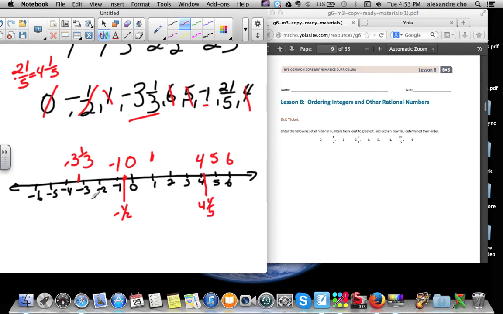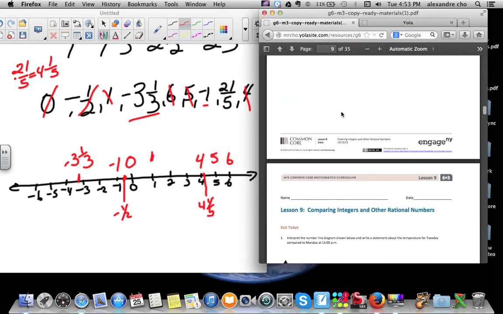Explain how you determine their order: I use the number line, and I start placing them. And now I can easily put my numbers in order, and I know that my numbers to the far left are the smallest ones, and the numbers to my right are the biggest ones. So in order, it would be negative 3 and 1/3, negative 1, negative a half, 0, 1, 4, 4 and 1/5, 5 and 6. Easy question. Okay.